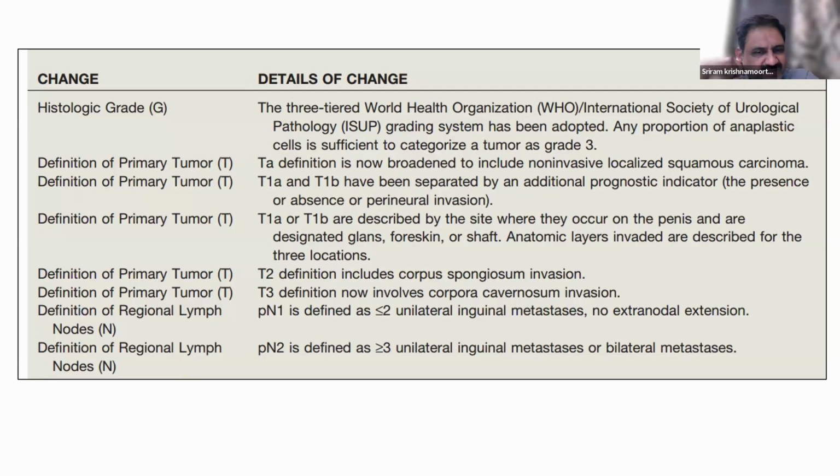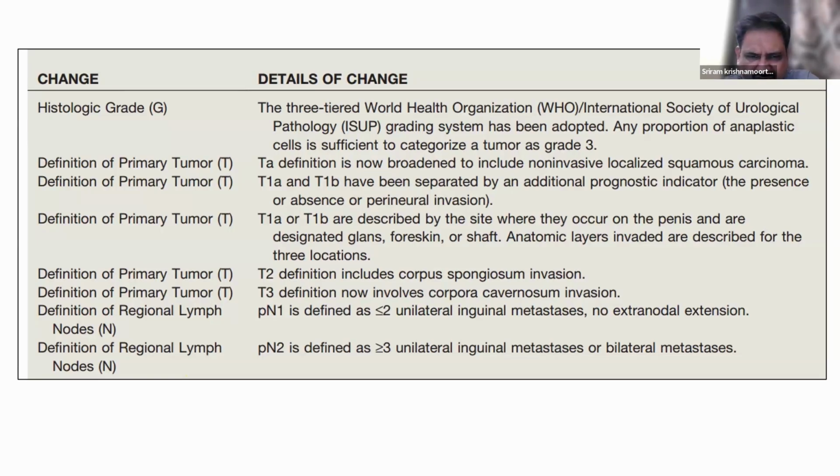And then T1A, T1B, we discussed presence or absence of perineural invasion. We discussed all that. And T2 lesion is spongiosum invasion. That is the urethral involvement, spongio. T2 lesion, corpora cavernosa becomes T3. And then you should know what is PN1, PN2.